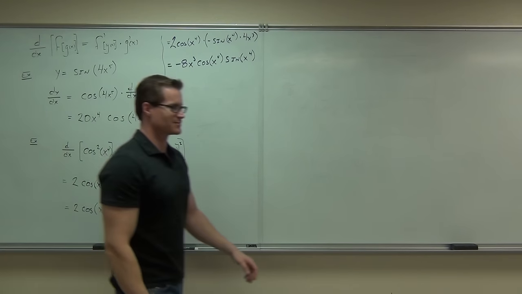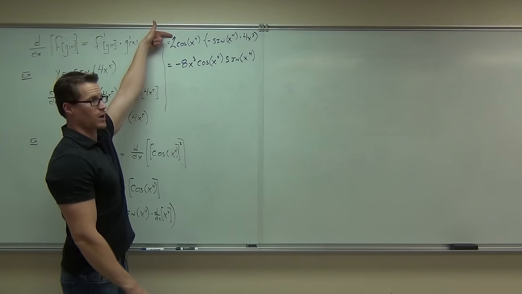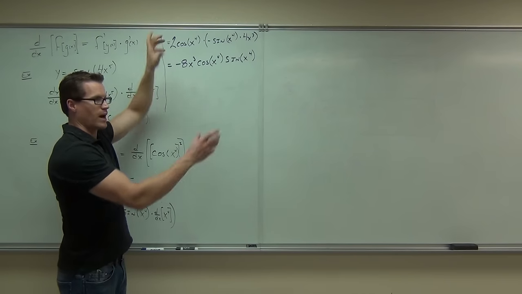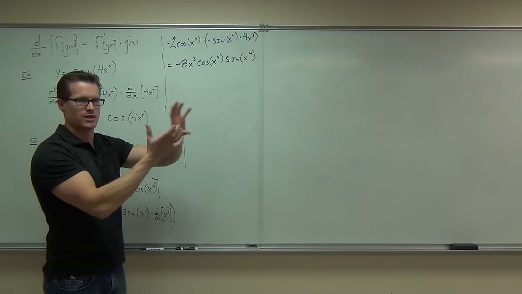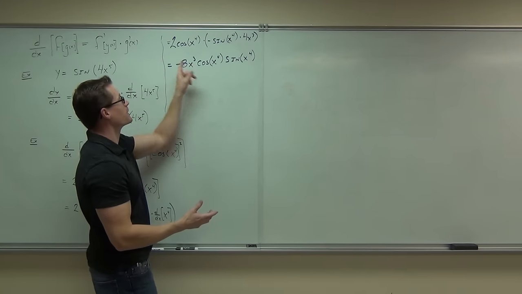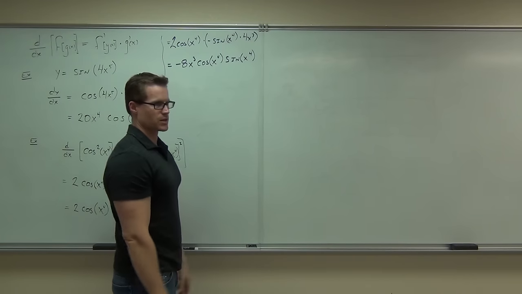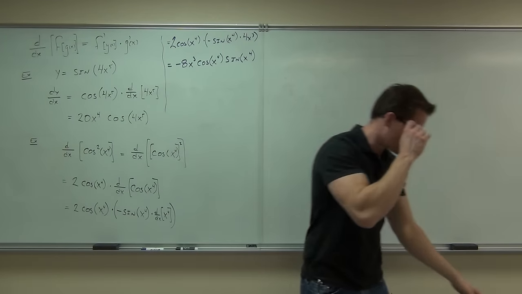Doesn't matter which order the sine and the cosine go in. No, that doesn't matter. This is technically right. Because multiplication is commutative and associative, it doesn't matter how you group them or put them in order. We typically just write numbers and single variables first, and then sines and cosines. That's just how we do it.